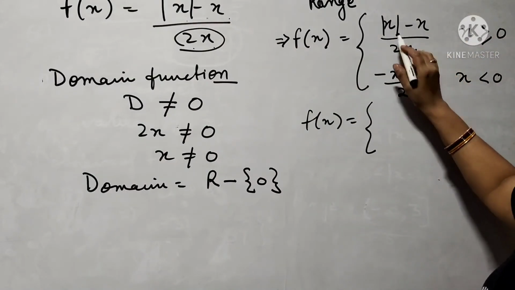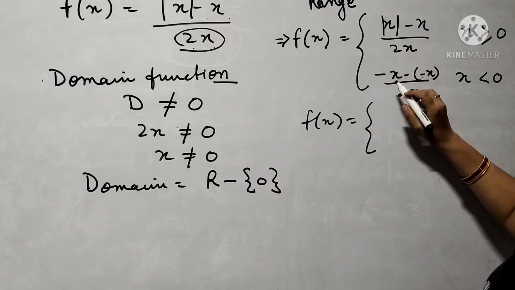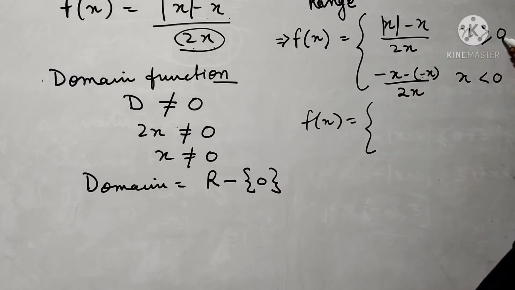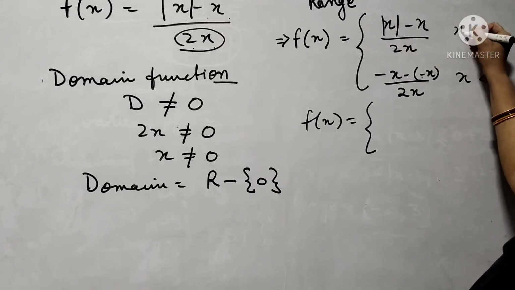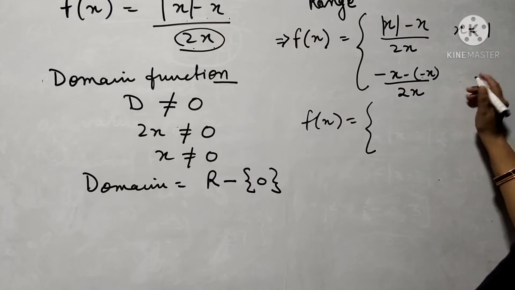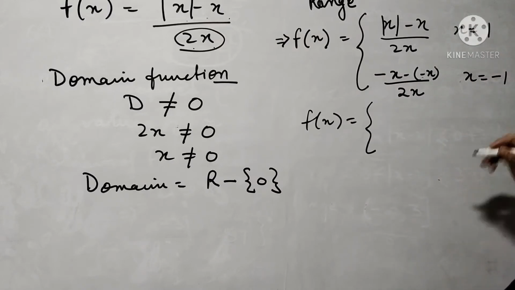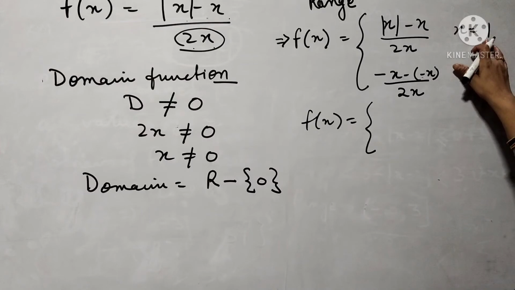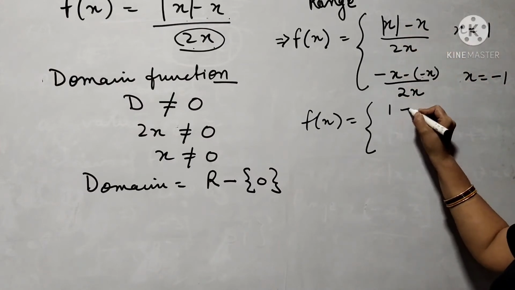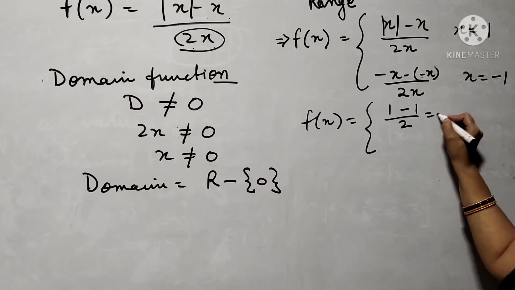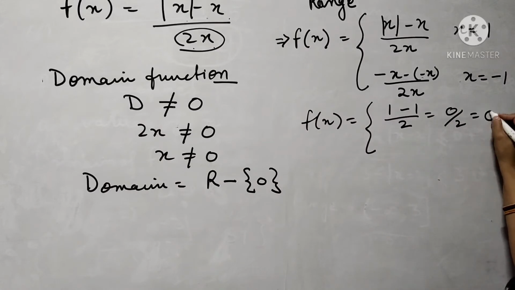For example, if we take the value of x equal to 1, and here we take the value of x equal to minus 1. So when the value of x is 1, we get 1 minus 1 over 2, which is equal to 0 by 2, which is equal to 0.